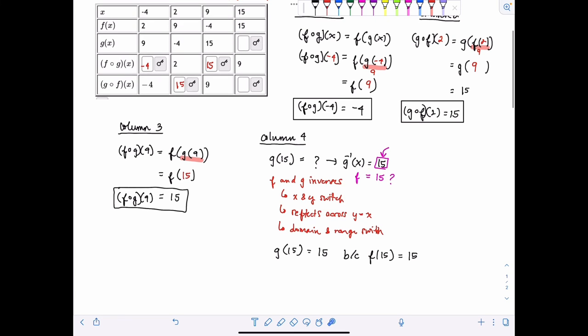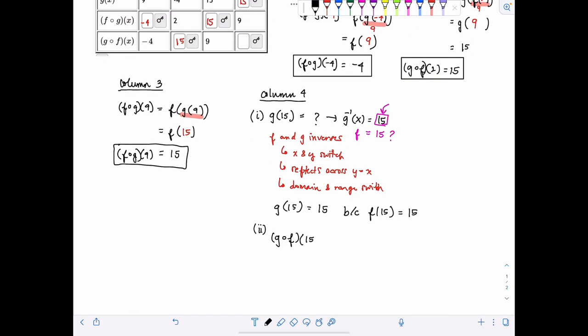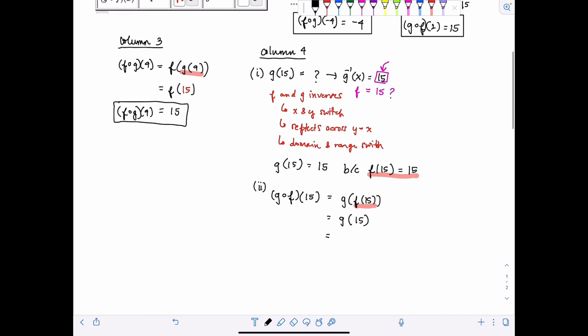Okay, so column 4, there's one more here, so we'll put 15 right here, and then we have one more. So the next one would be G composed of F of 15. Well, this means we'll have G of F of 15, F of 15 is 15, and g of 15 is also 15 because we just saw that. I'll put this right here. So this means g composed of f of 15 is 15.